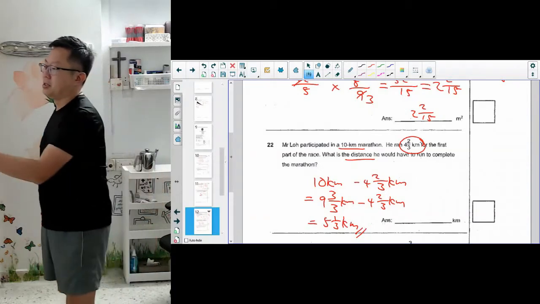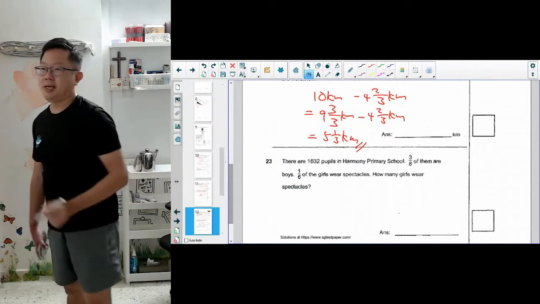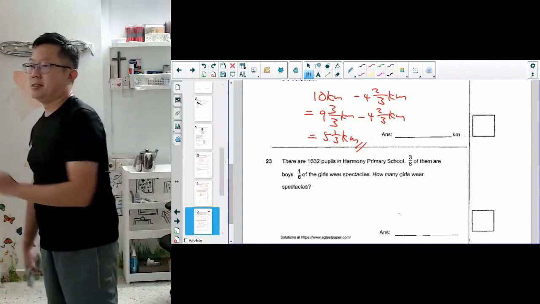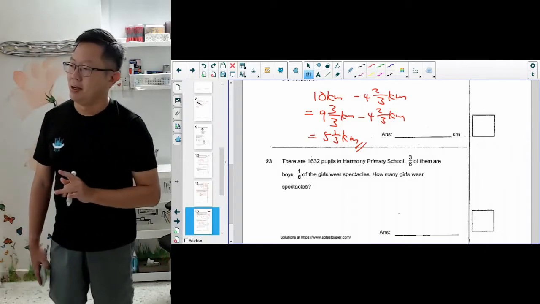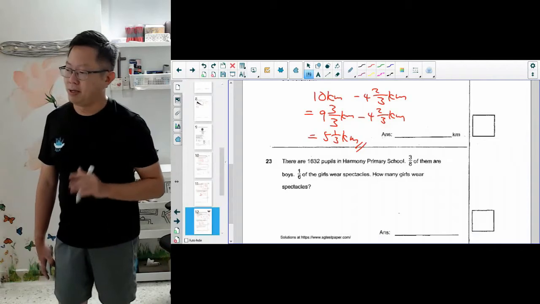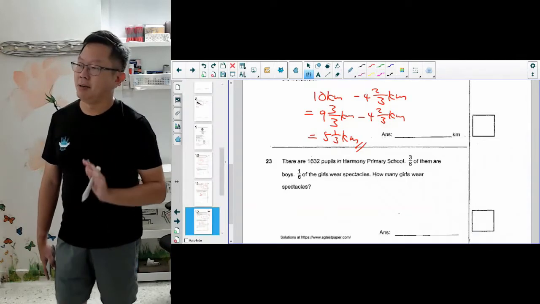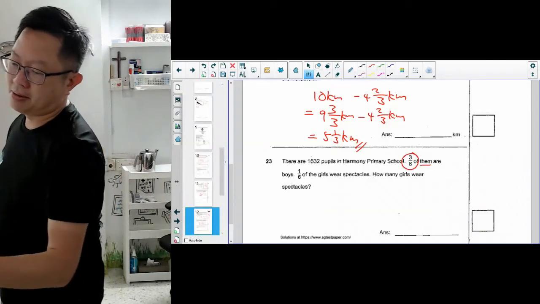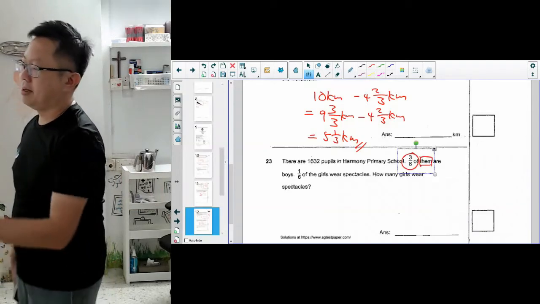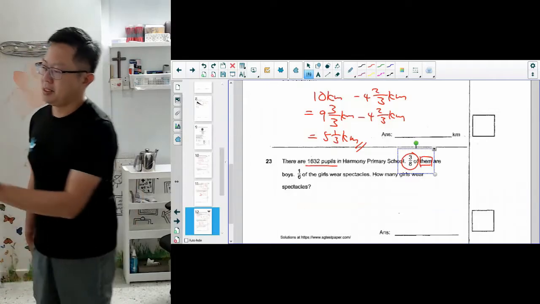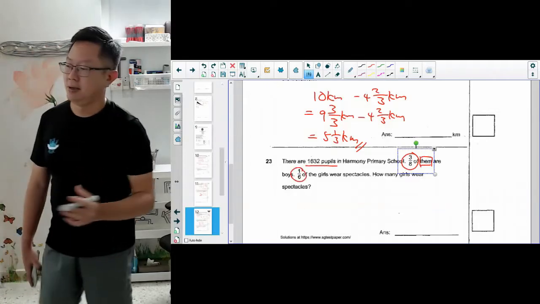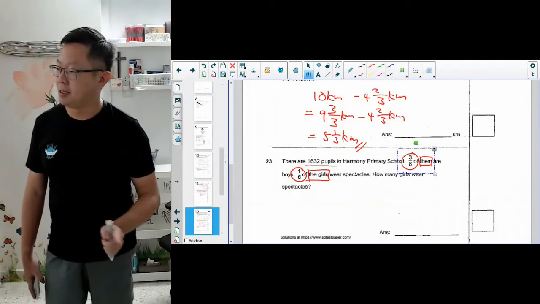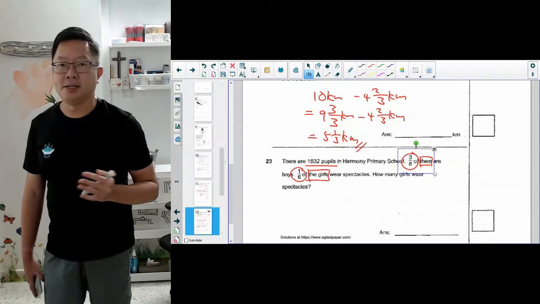Okay, let's go to question 23. Oh, fractions again. Very good question, right? This is a very good question because most students will be stuck at this question. So every time you see fraction problems, you think about what they are talking about. For example, what is this fraction talking about? Them. It's talking about them. And what is them? Which is all the pupils. And then what is this fraction talking about? The girls. So are the two fractions talking about the same group? They are not talking about the same group, so you cannot make the denominator the same.